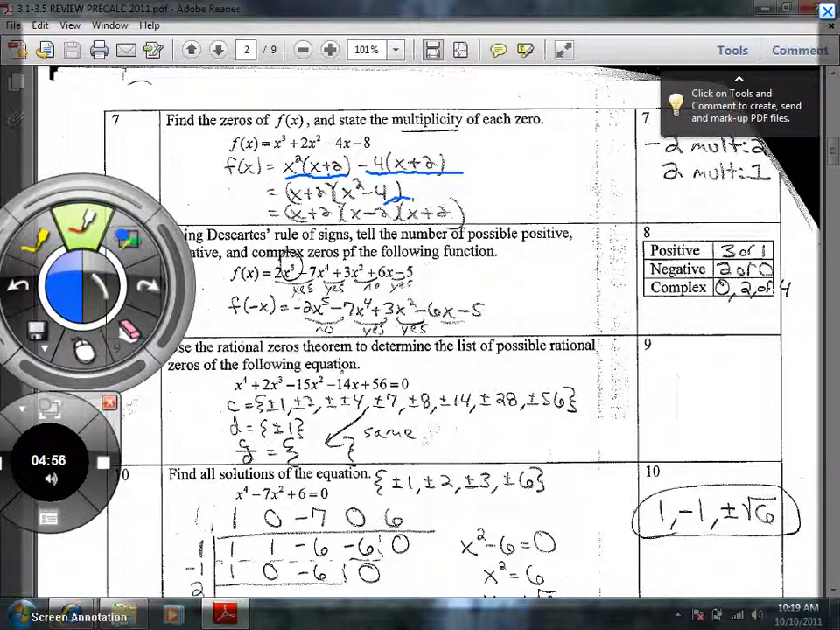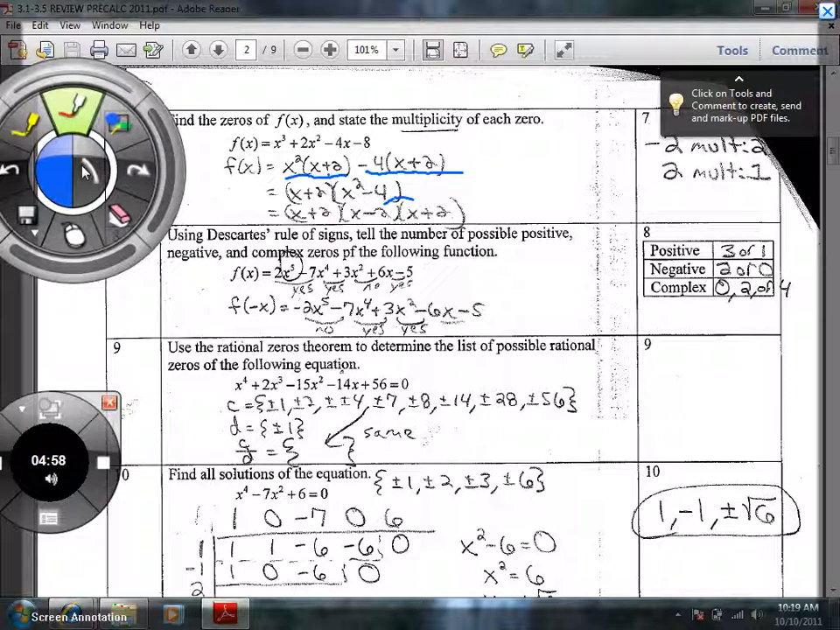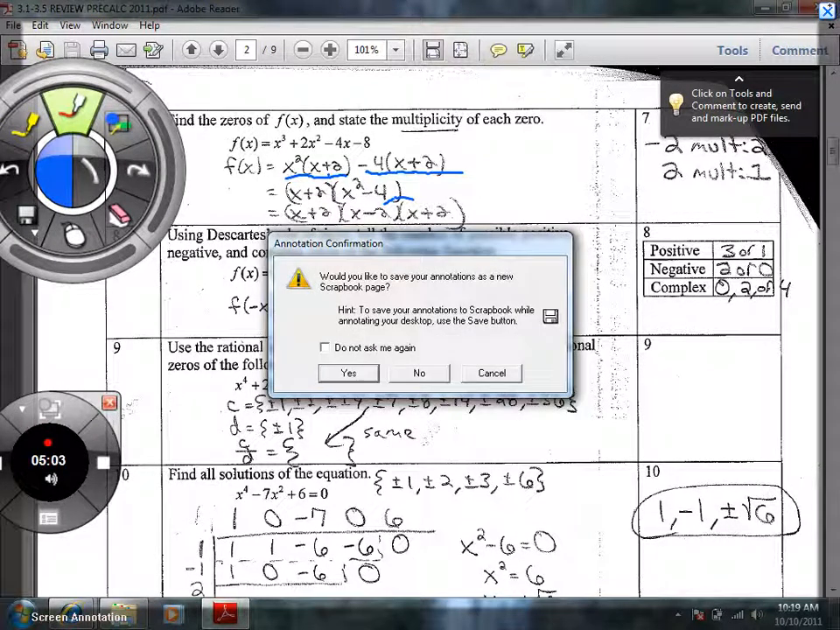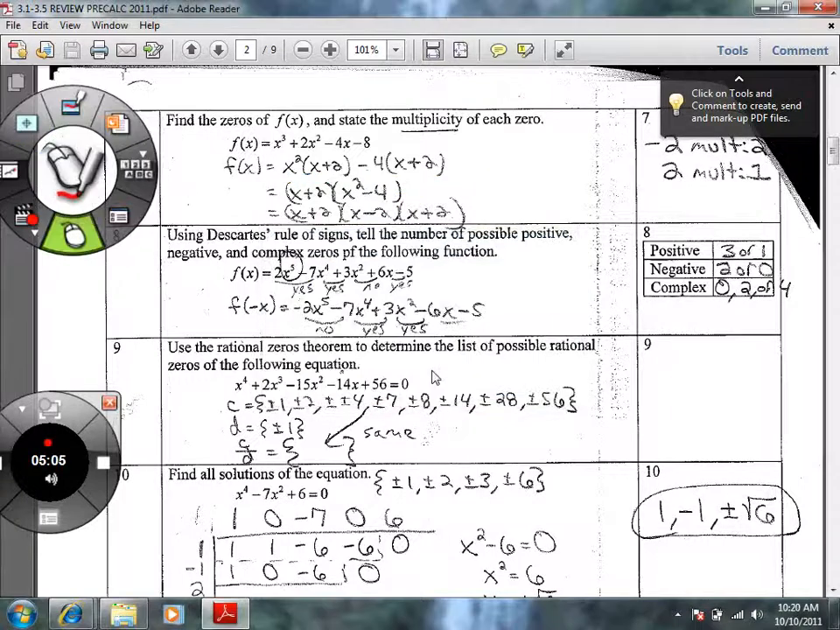All right, and those are your zeros. And then the multiplicities are just, we have a 0 of -2, and then we have a multiplicity of 2 for that one because we have it twice, and then we have a 0 of 2 and a multiplicity only of 1 for that one.